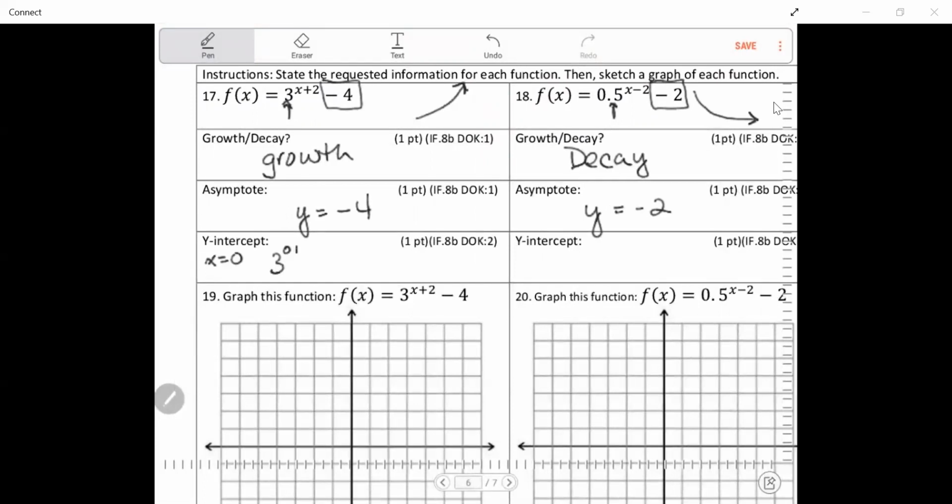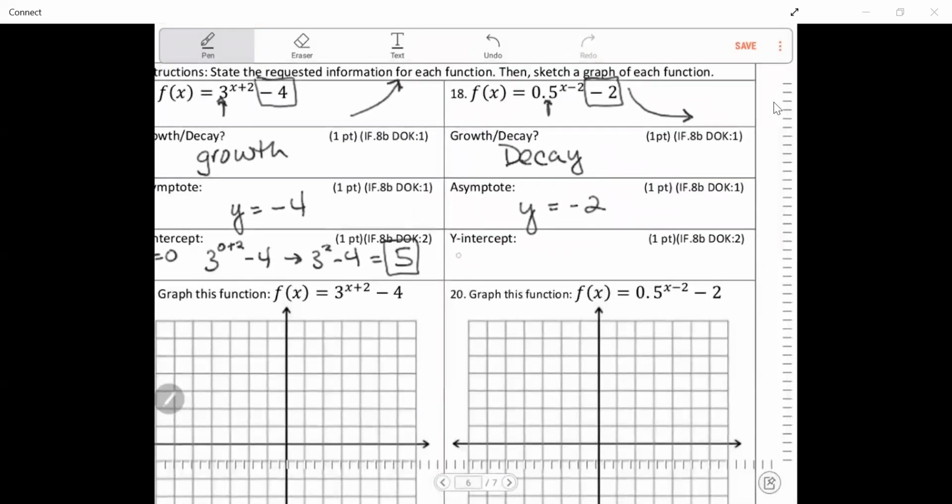So let's rewrite this with x equal to 0. 3 to the 0 plus 2, minus 4. And that gives us 3 squared minus 4, which is equal to 5. So our y-intercept is 5. And over here, we're going to do the same thing. X is equal to 0.